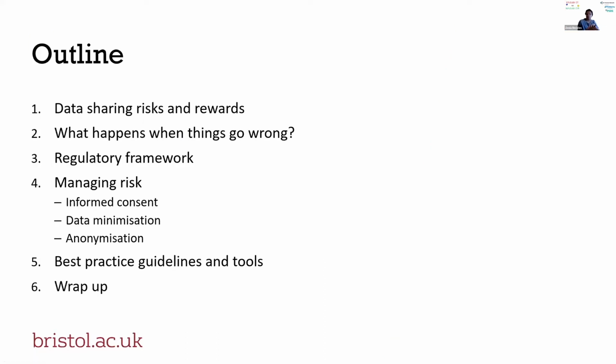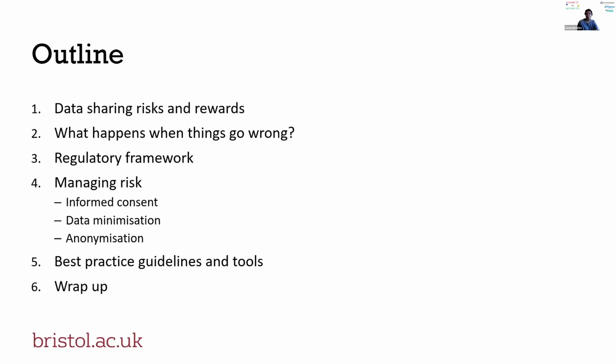Right, so just as an overview of what I'm going to talk about, firstly, the big picture: what are the risks and rewards that can come with data sharing, and what can happen if things go wrong. A quick look at the regulatory framework that we'll be operating in. I won't go into too much detail because I understand that the next talk is going to cover that much more in depth. Then I'll talk about the different ways that we can manage that risk to participants. Finally, a look at some guidelines and tools for best practice that are available, and then wrap up with a summary of the key takeaway points.